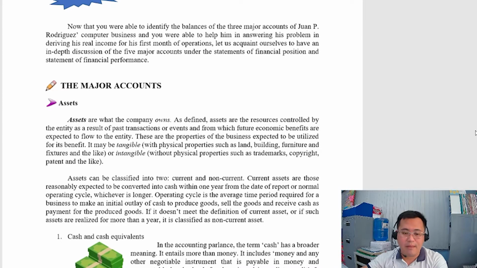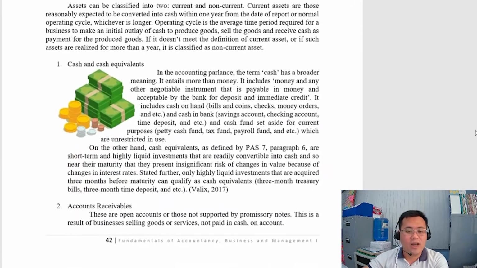So what are then the examples of assets? Number 1, we have cash and cash equivalents. In the accounting parlance, the term cash has a broader meaning. In layman's term or in our day-to-day living, we usually refer to cash as those which are in the form of currencies or bills. So like a 1 peso coin or our 20 peso bill, we usually refer to this as money. But in accounting, there is a broader meaning to cash and cash equivalents. It entails more than money.